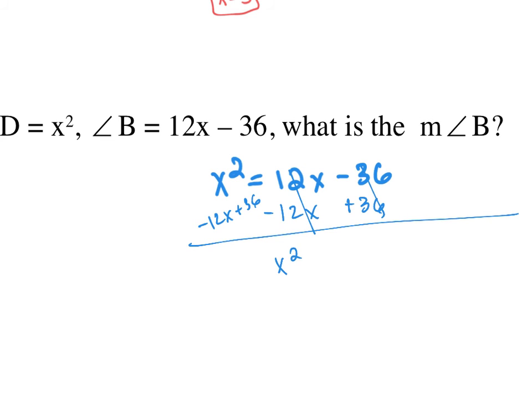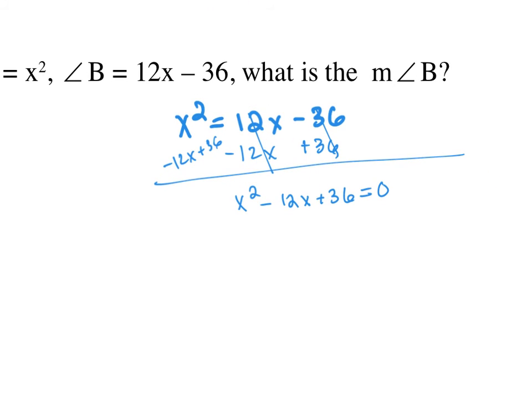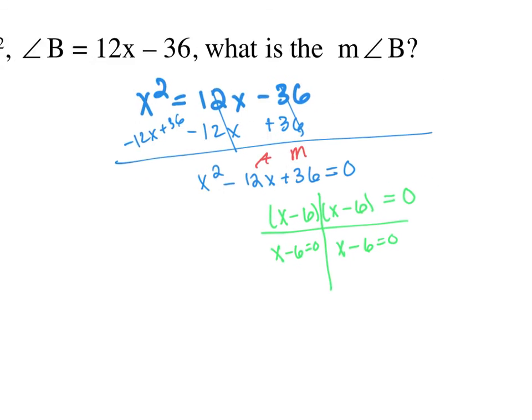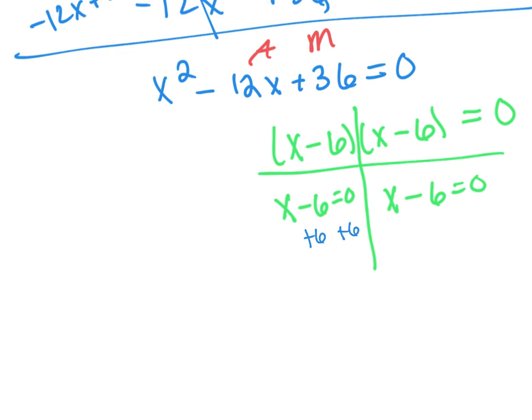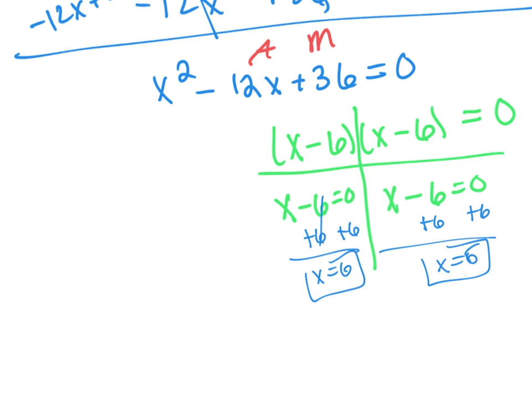So I get x squared minus 12x plus 36 equal to 0. I want to find two numbers that add up to negative 12 and multiply to 36. Well, I know that's x minus 6 and x minus 6 equal to 0. And now I get x minus 6 equals 0, x minus 6 equals 0. That's the exact same set of factors. The only way to solve, add 6 to both sides. So I get x equals 6, and I do the exact same procedure here. Add 6, so I get x equals 6.